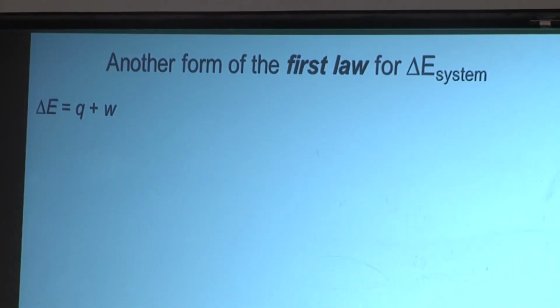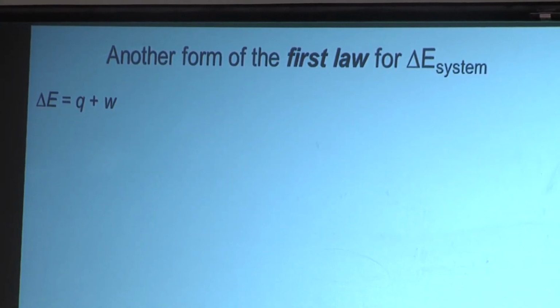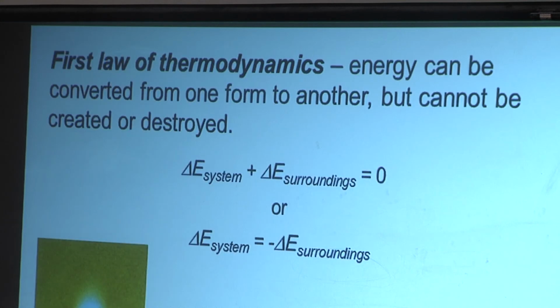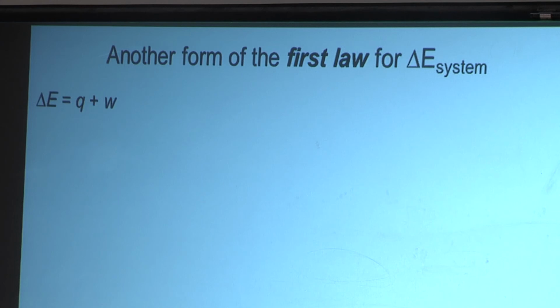Another way to look at the first law of thermodynamics is as follows. We're looking at delta E, right? Delta E of the system minus delta E of the surroundings. Now we're looking at a system. The delta E of the system, the change in energy of a system, equals Q plus W. What's Q and W?